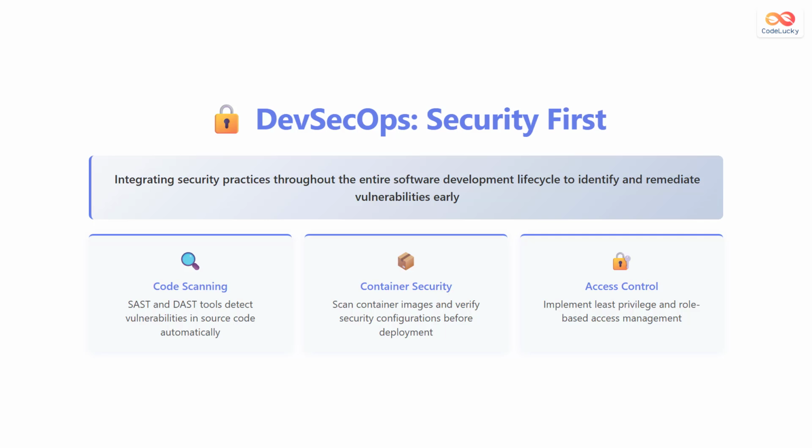Second, container security, where container images are scanned and security configurations are verified before deployment. Third, access control, which implements least privilege and role-based access management. By integrating security early and continuously, teams eliminate the traditional approach of bolting on security at the end, resulting in faster, more secure releases.